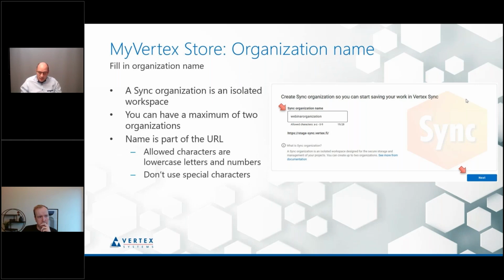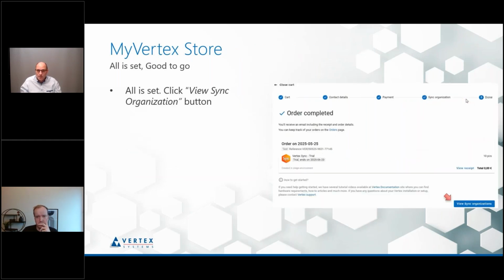And because the organization name is part of the web address URL, there are some limitations, so you are allowed to use only lowercase letters and numbers. So don't use special characters, spaces, and so on. When you have given this name for this organization, just press next, and now the system will create that virtual workspace for you in the background.